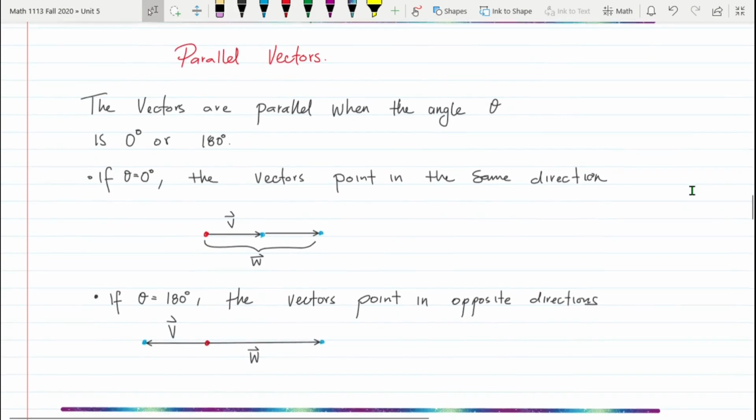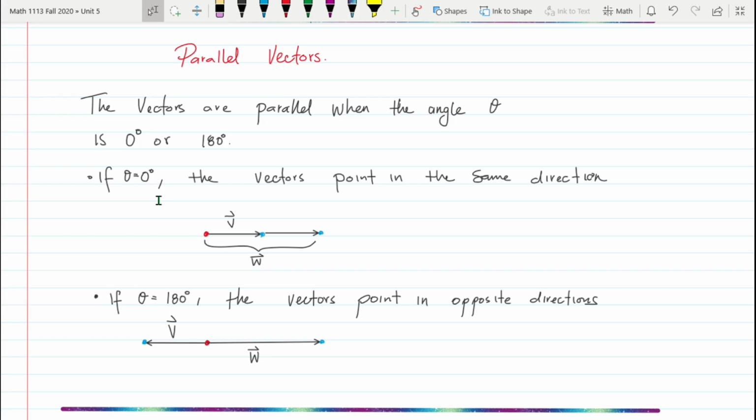Now let's talk about parallel vectors. So vectors that are coming from the same origin or the same initial point and are pointing in the same direction. For example, the angle between them is 0. Here we have vector V and vector W. They're pointing in the same direction, so the angle between them is 0.